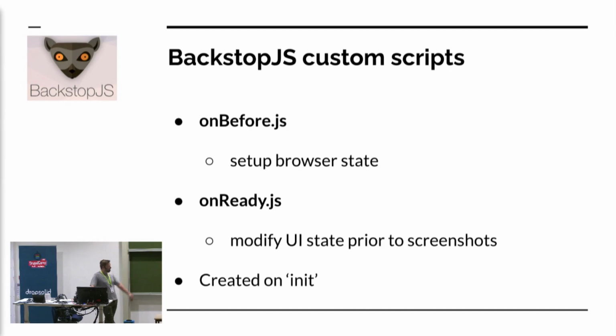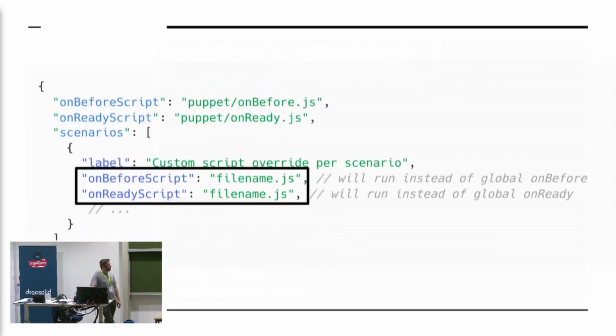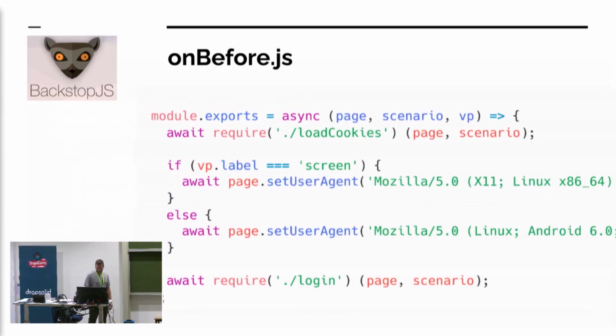So these files are all created on the init command, of course, and configured here. You can overwrite them. You can also overwrite the onBefore and onReady scripts in a scenario itself. So, for example, you have one test that is really specific and needs some very custom scripts. You can just use the default onBefore and onReady scripts of BackstopJS and only overwrite the scripts for one scenario. It's possible.